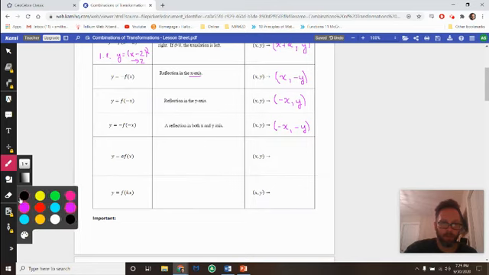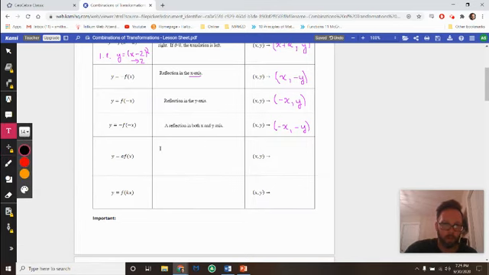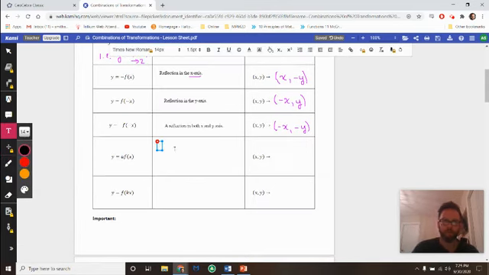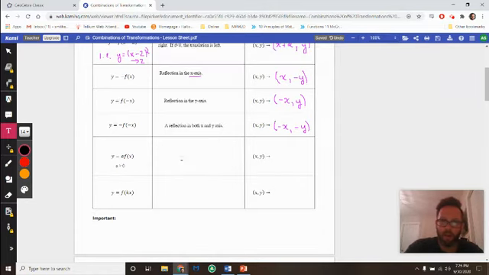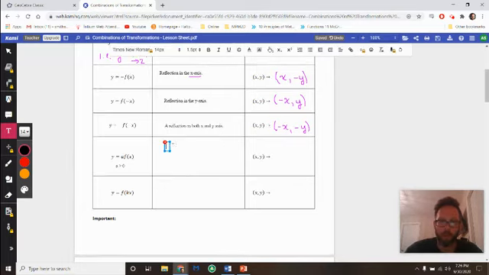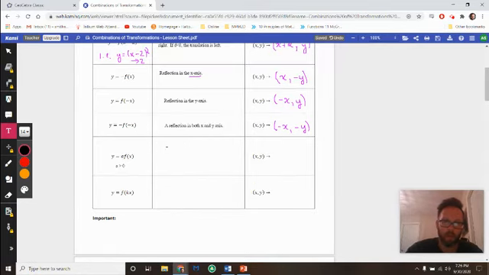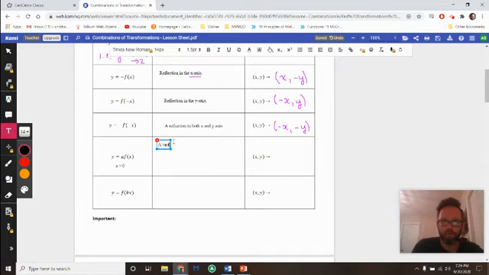And we had stretches and compressions. So y equals a times f of x, multiplying the function by a number out front. In this we're just thinking a is greater than 0 right now, because when a is negative, we have a separate transformation for the negative. It's a reflection. So this is a vertical stretch or compression.